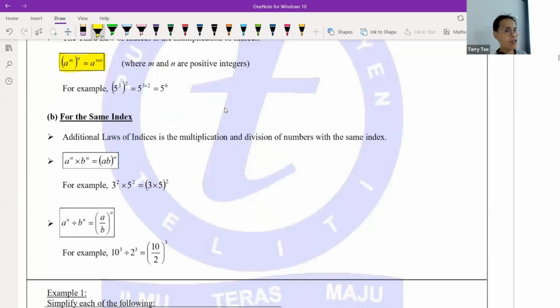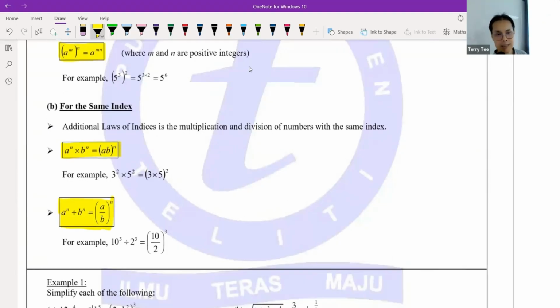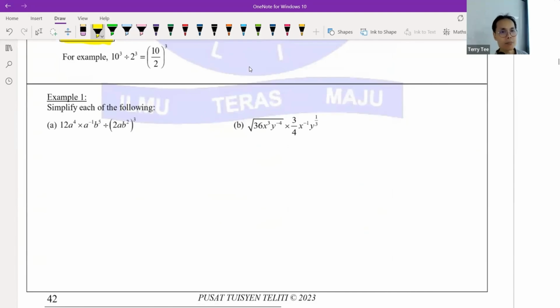If you have the same index, just put together the base, multiply together. Or if this is division, you just divide them. You can actually factorize them together like this. So let's go straight to one simple example. Example number one. You're supposed to simplify this.